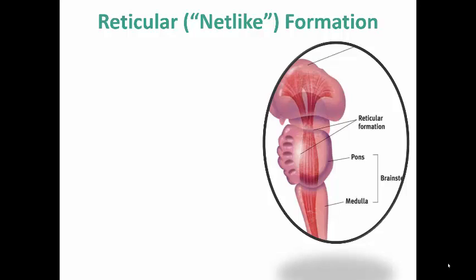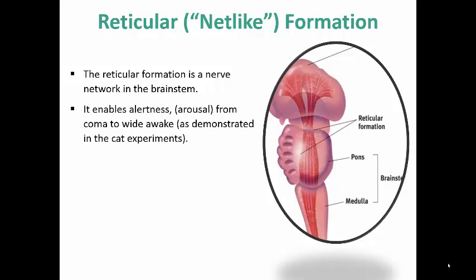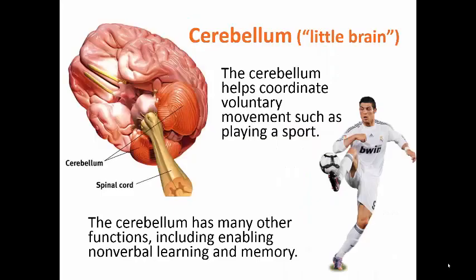So the reticular formation is located there, kind of on top of the pons, and is a nerve network within the brainstem, which enables alertness, from coma to wide awake. It also filters incoming sensory information. The cerebellum, or little brain, helps coordinate voluntary muscle activity, such as playing sports. It also has many other functions, including nonverbal learning and memory.